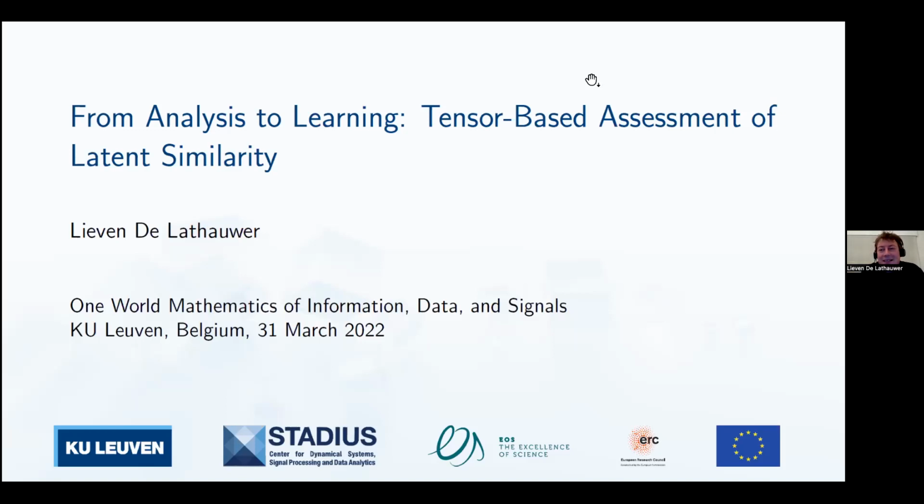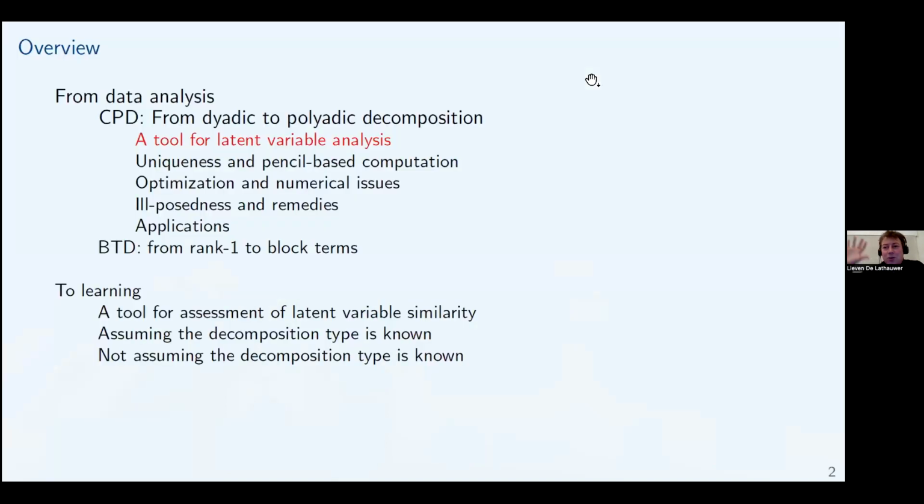The idea is that people working on tensor methods know this is really well known, that tensors provide important new tools for data analysis. And in this talk, I will introduce something new that will make clear that tensors also provide new tools for machine learning. Quite surprising. And so the talk is organized according to these two parts: a first part on data analysis, and then a second part on machine learning.